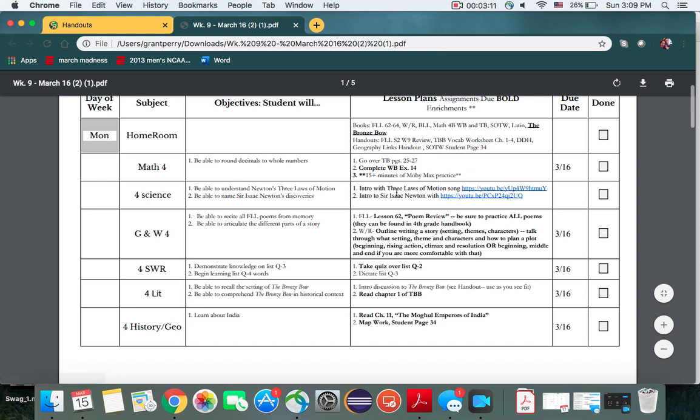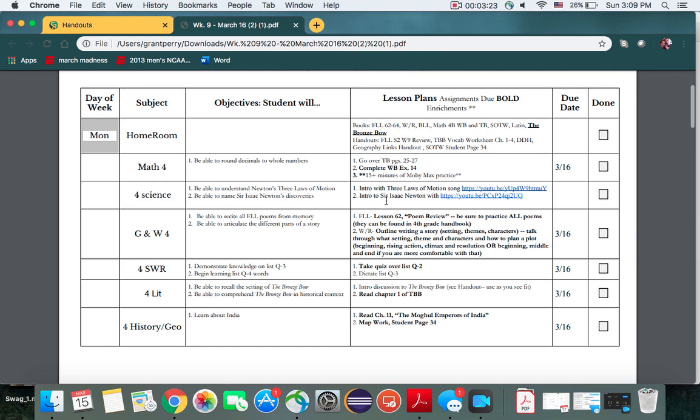Okay, for science, this is a silly song. I really enjoyed it. I thought it was good to dance to, so it's a good introduction to the 3 laws of motion as we start our physics unit. This is about Sir Isaac Newton. He's the one who discovered these 3 laws of motion, so that's why there's a video on him as well.